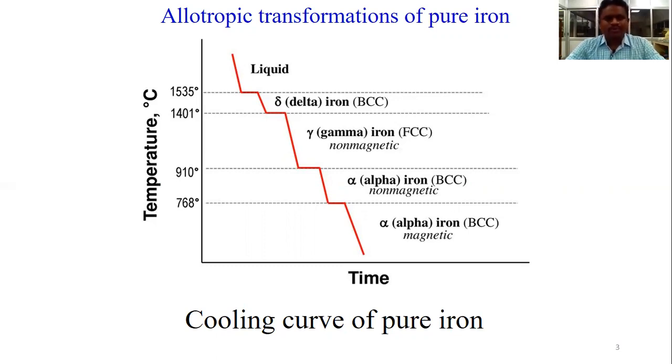At a certain temperature, the ferromagnetic properties of materials will disappear and the material turns into a paramagnetic material. That point is called the Curie point, and that temperature is called the Curie temperature. And for pure iron, the Curie temperature is 768 degrees centigrade.